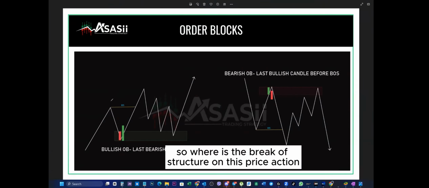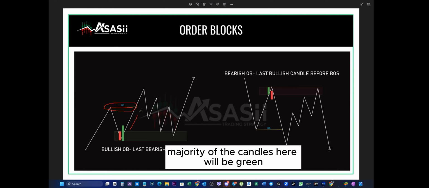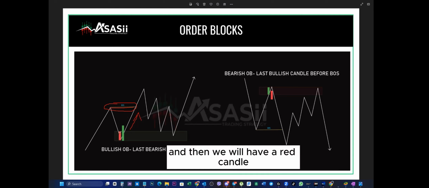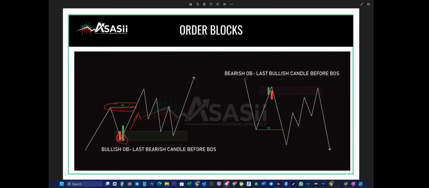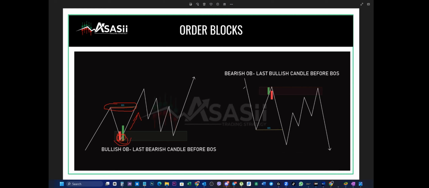So where is the break structure on this price action? Here. Okay. So technically speaking, majority of the candles here will be green. And then we will have a red candle, the last red candle on this area where there is a swing or a reversal. And same scenario here, nag-create tayo ng breakup structure.